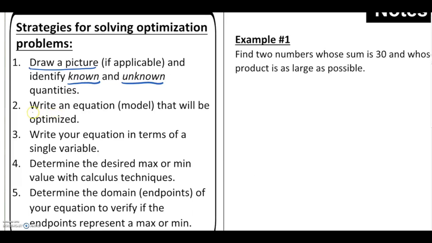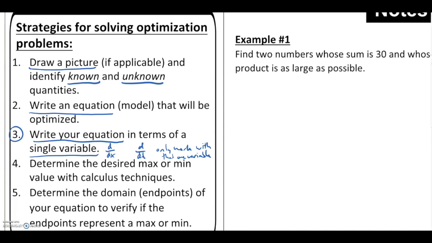After that, optimization requires us to write an equation or a model. And here's the big step. Whatever equation you are trying to optimize, we have to get it in terms of a single variable. We will learn something in the upcoming section that allows us to work with derivatives when we have multiple variables, but the math is much easier if we can get one equation, one quantity in terms of a single variable.